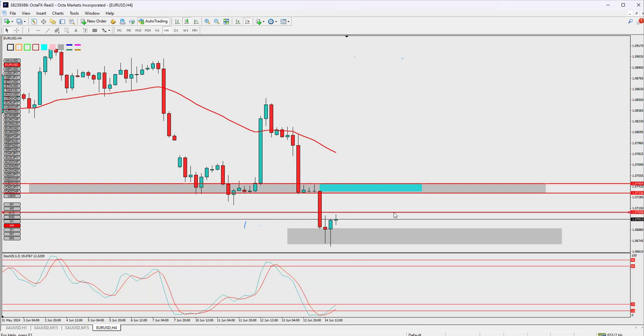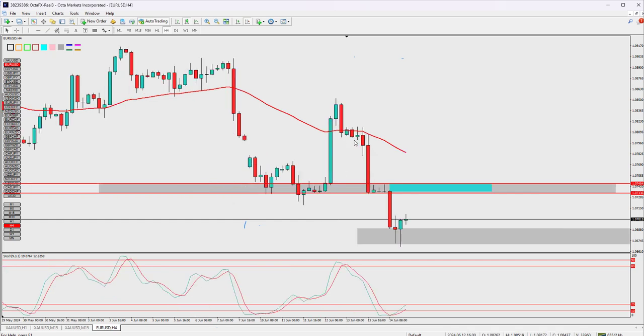So if you have three lots, just close 2 of them, leave 1 to continue running, and then move to break even. Even if it comes back to your stop loss, you are still in profit. But if it continues going your way, you'll make more profit. So that's how simple it is. So look at this one.